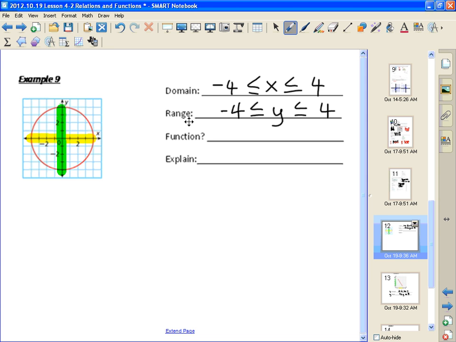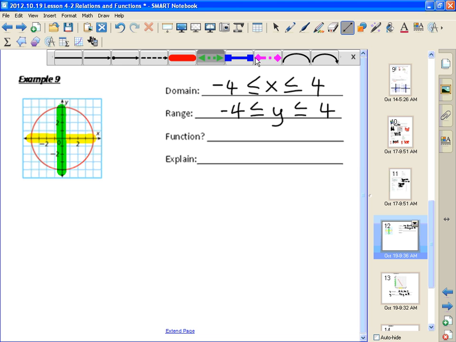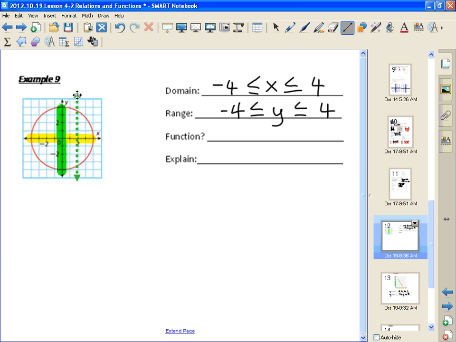So would this one be a function? No. Why? X values repeat, -4 and... Yes, it would be. Well, here's how you can tell based upon looking at a graph. See how I can draw a vertical line like that? If you can make a vertical line touch the graph in 2 places, it is not a function because that means the x repeats. So because I drew this vertical line and made it touch the circle twice, I would say, no, it's not a function.